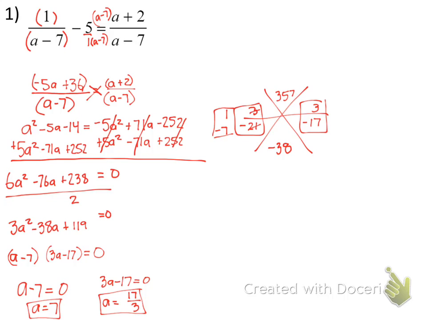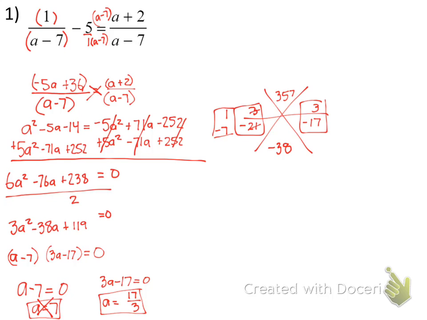And what's 7 minus 7? 0. What happens if our denominator is 0? We can't have it. It's undefined. So since this answer makes it undefined, we don't use a equals 7. We call that an extraneous solution. That doesn't work.